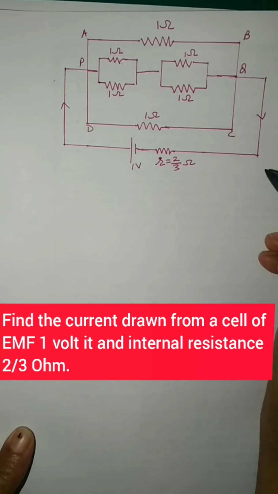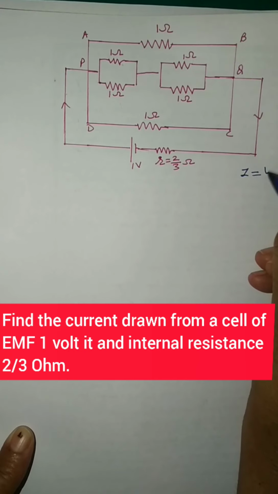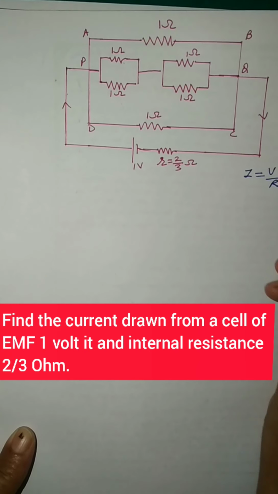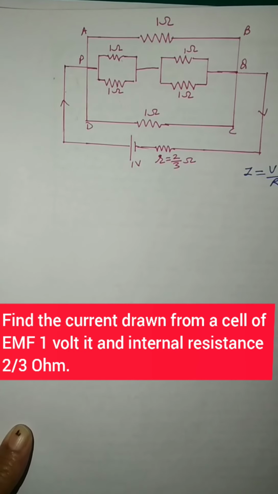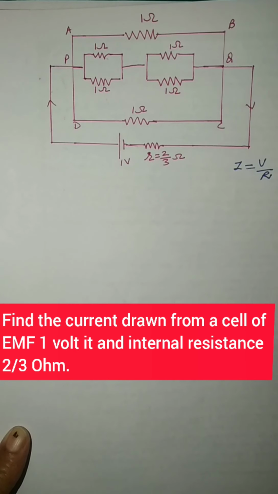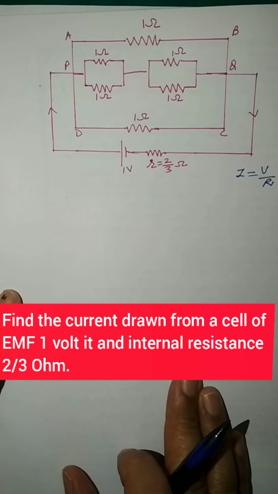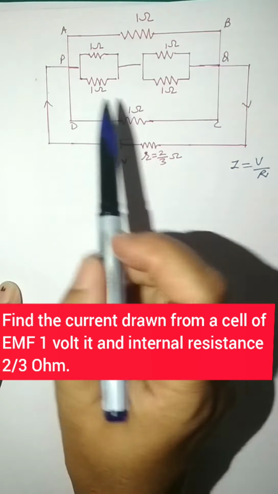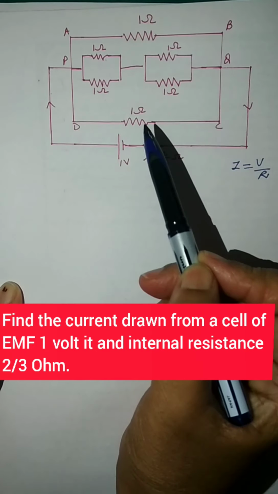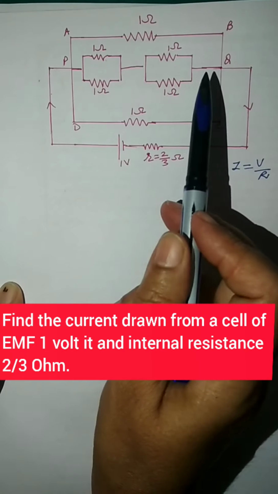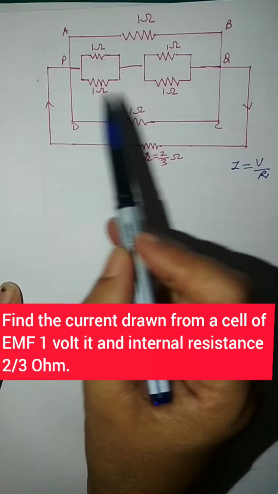Now what is my current? You know my current is equal to V by R. So that means our problem is we have to find the total resistance. So what is the total resistance? Again, you have to see. You can see that the resistance in arm AB is 1 ohm. Now see what is the resistance in arm PQ.